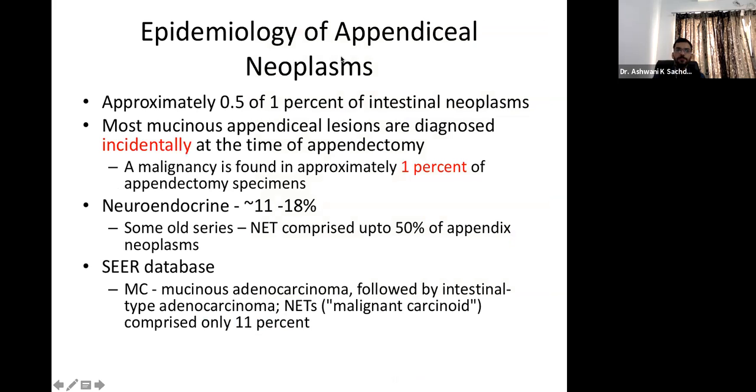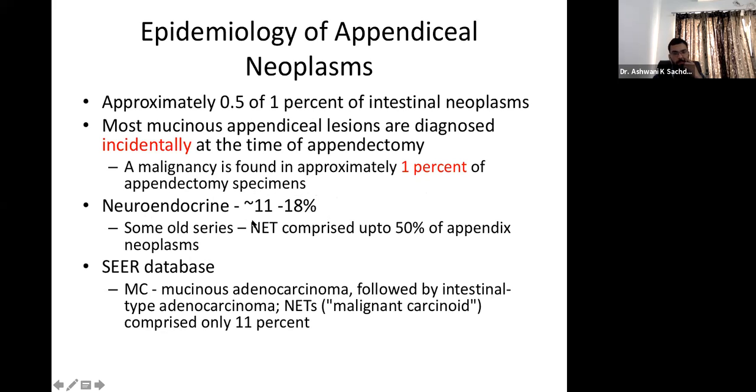Coming on to the epidemiology of appendiceal neoplasms, about 0.5 to 1% of intestinal neoplasms are appendix cancers, and most mucinous appendiceal neoplasms are diagnosed incidentally at the time of appendicectomy. The patient underwent appendicectomy and was found to have a mucinous neoplasm. Appendicectomy can be done for symptoms of appendicitis. Malignancy is found in approximately 1% of appendicectomy specimens.